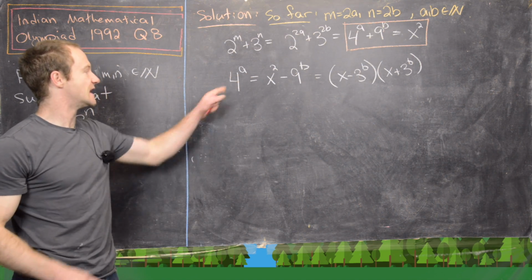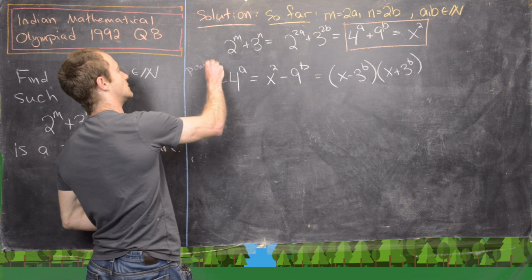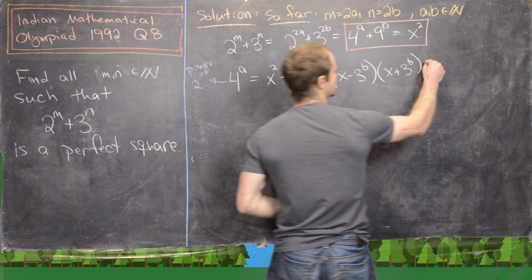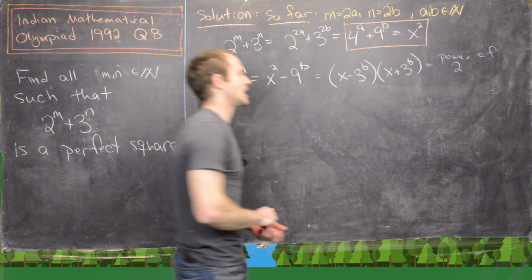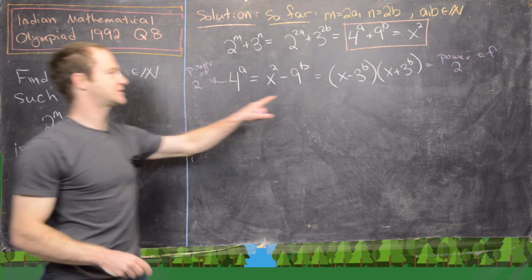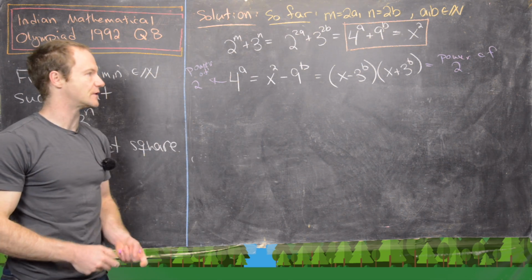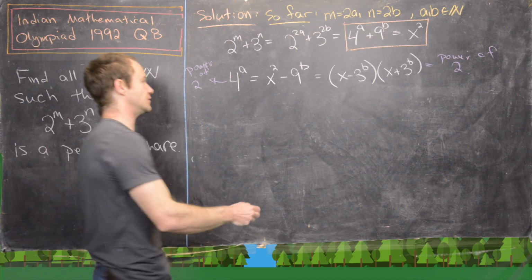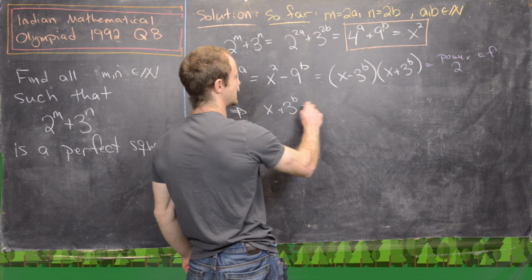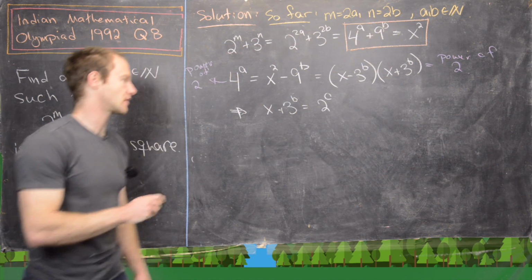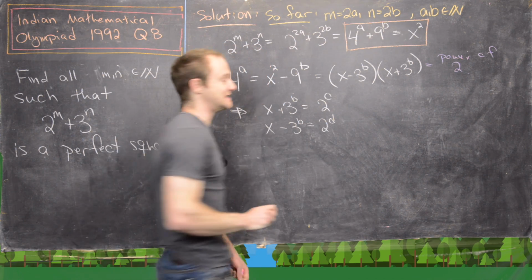Now the next thing that we want to do is use that third hint from way earlier in the video, and notice that this left-hand side of the equation is a power of 2, which means this right-hand side of the equation is also a power of 2. And so what we've done is we've taken a power of 2 and we factored it into 2 parts. And so what that tells us is that each of those parts are also powers of 2. So in other words, we have to be able to write x plus 3 to the b is equal to 2 to the c power, and x minus 3 to the b is equal to 2 to the d power.